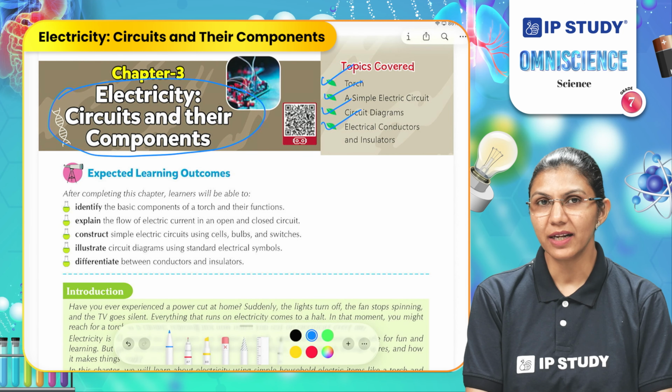It is generated when electrons travel in a circuit, and that circuit should be a closed circuit. So when the electrons are moving in a closed circuit, they are producing electricity, or we can say a form of energy.